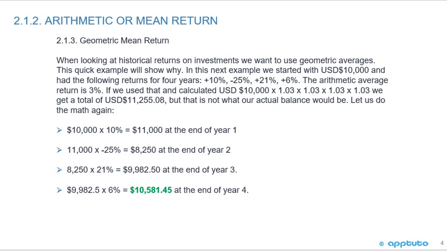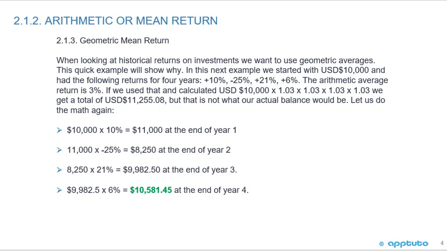So this is an example that I use a couple of times throughout the curriculum, but it's coming up here again because we're talking about the geometric returns. It's just another example. In this example, we started with 10,000 US dollars, and we had the following returns for 4 years: plus 10%, minus 25%, plus 21%, and plus 6%. The arithmetic average is 3%, which is the sum of the returns divided by the count of returns.